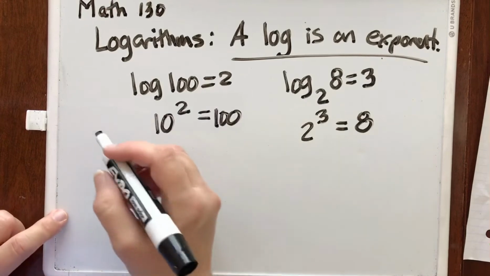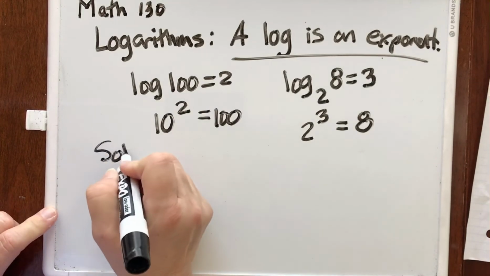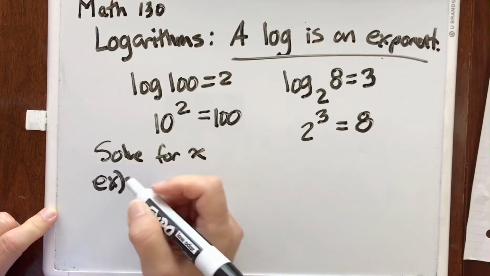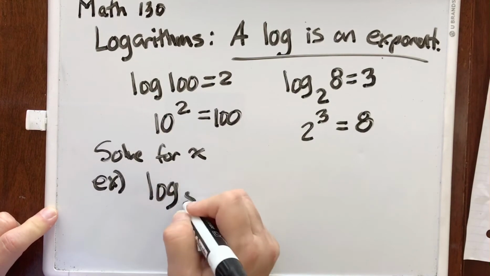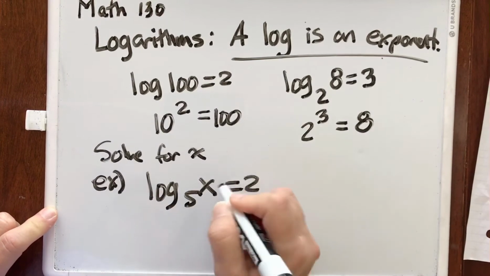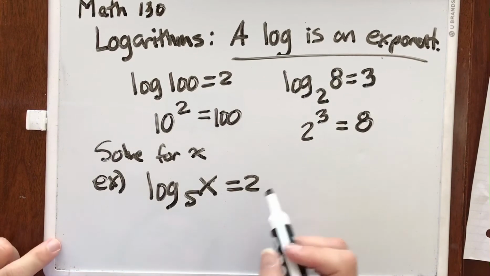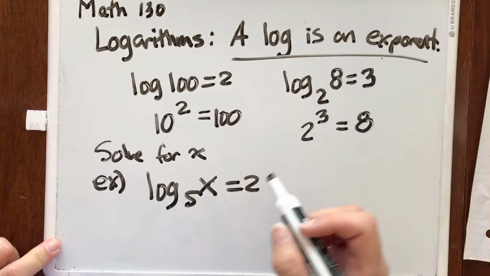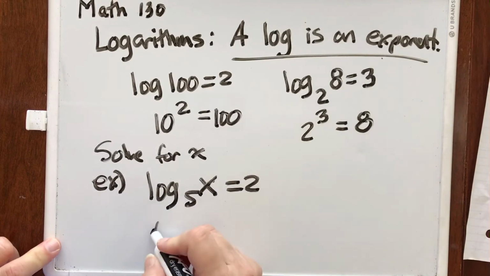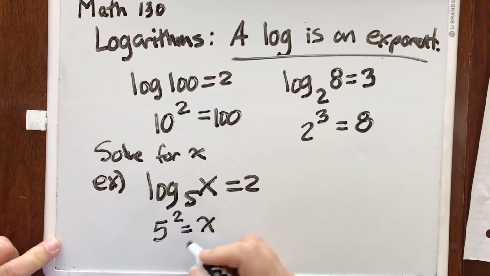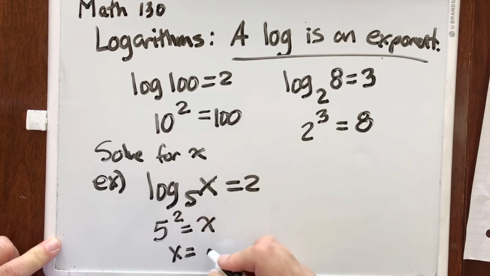Okay, so if we're supposed to solve for x, here's an example. Log base 5, x equals 2. What is this 2? It's an exponent. To what base? Base 5. So we rewrite it. 5 squared equals x. So what is x? X equals 25.